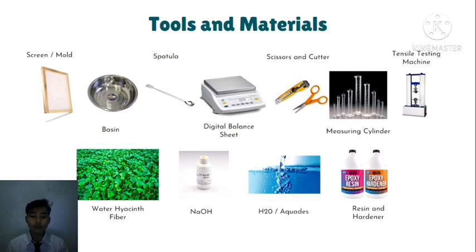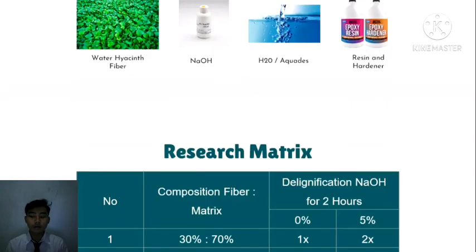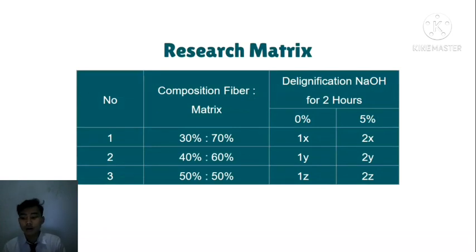Research matrix. The following is a matrix of research in which between variation in composition and variation of the delignification. The specimens taken in this table are 6, and each specimen is repeated 3 times to obtain a consistent and optimal value.